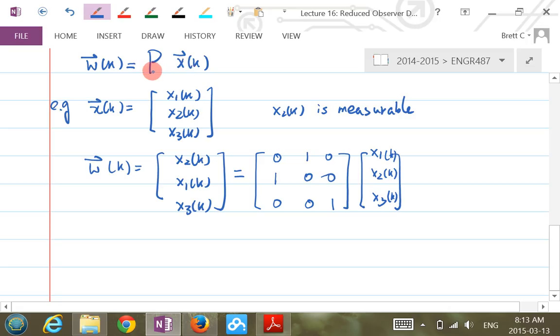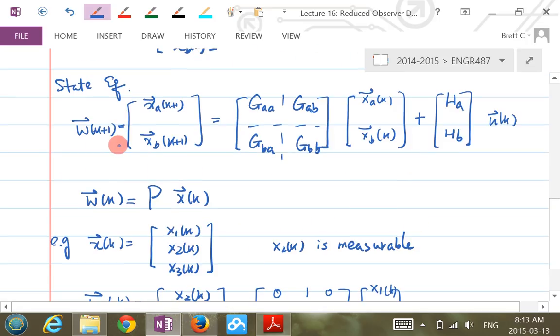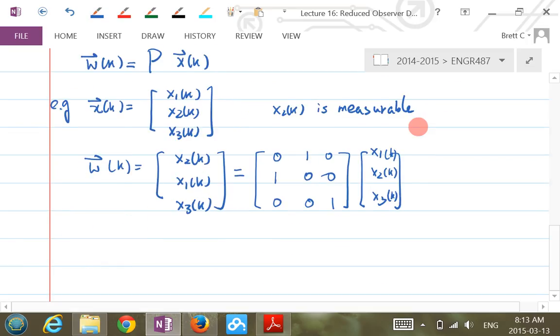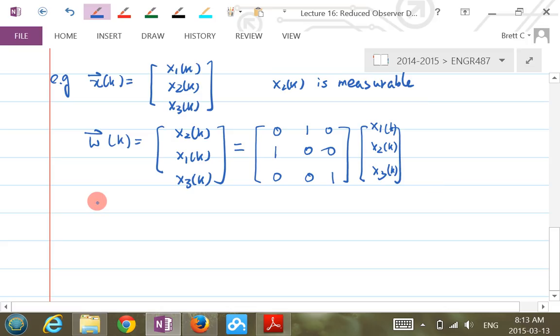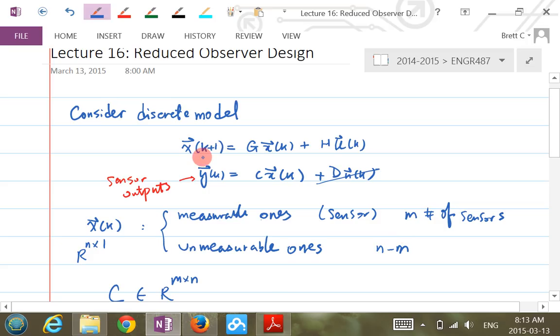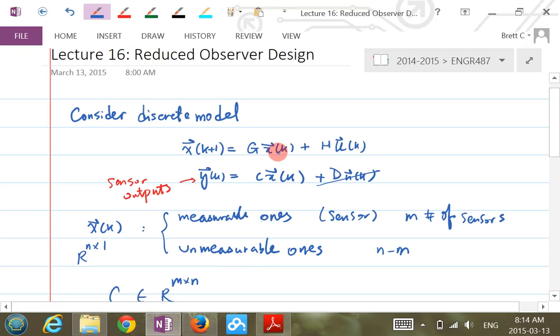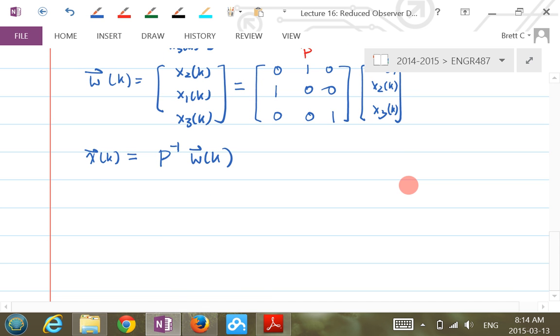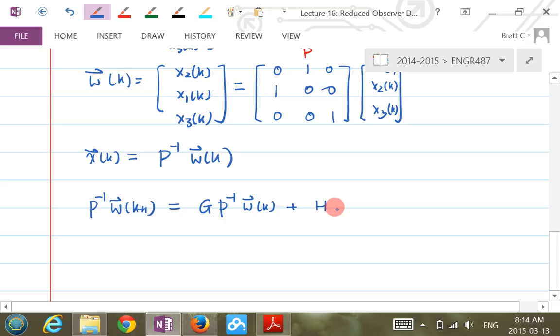So what will the new state equation look like now? This is how you can approach it. Based on w of k equal to P x of k, and this is my capital P matrix, the x of k vector will be P inverse w of k. Your original state equation is this. So x of k plus 1 will be P inverse w of k plus 1, and x of k will be P inverse w of k. You do that substitution in here. So P inverse w of k plus 1 equals G times P inverse w of k plus H u of k.